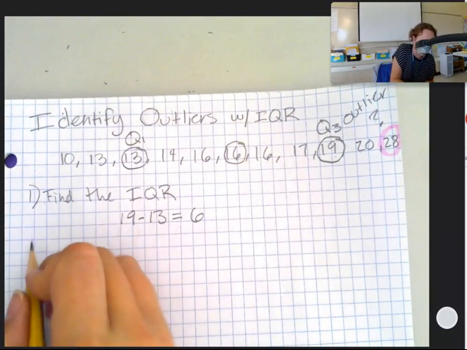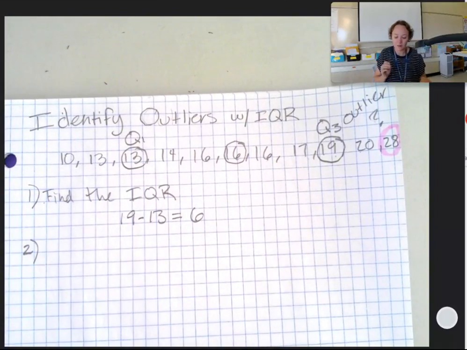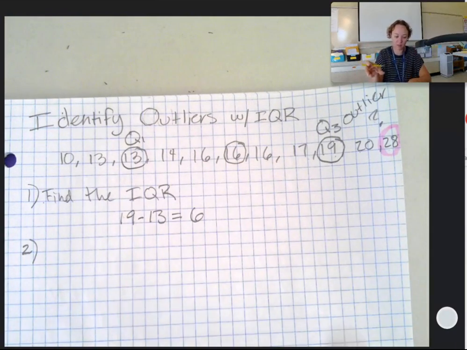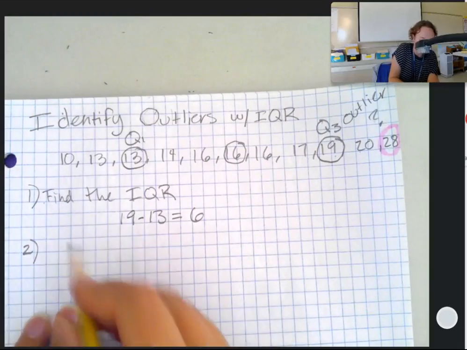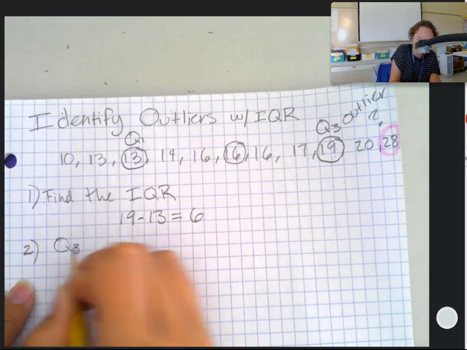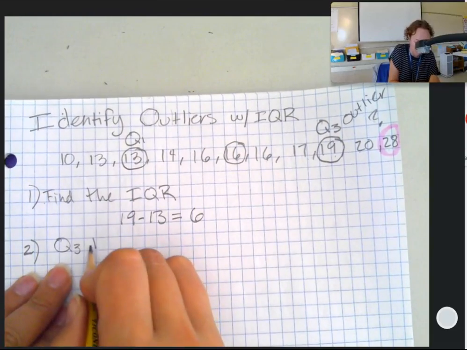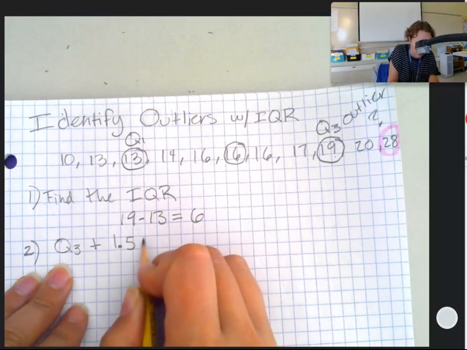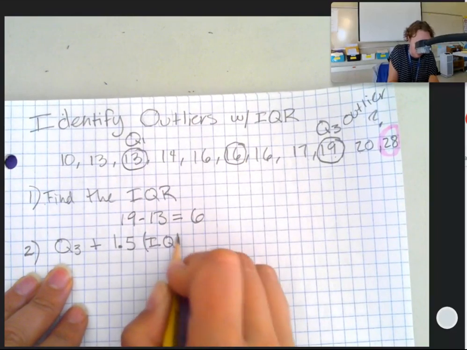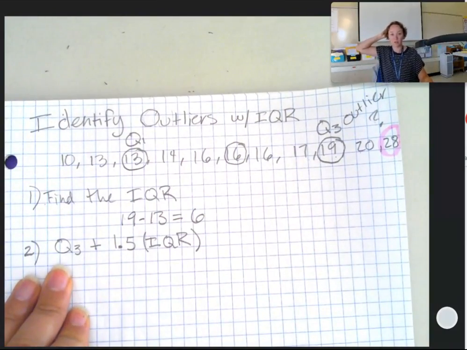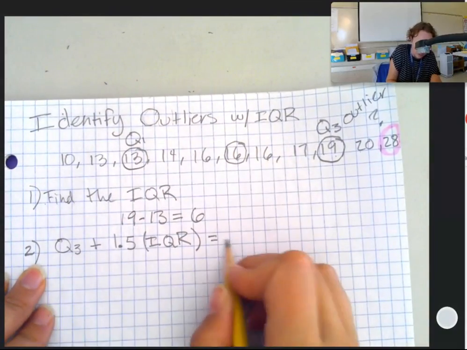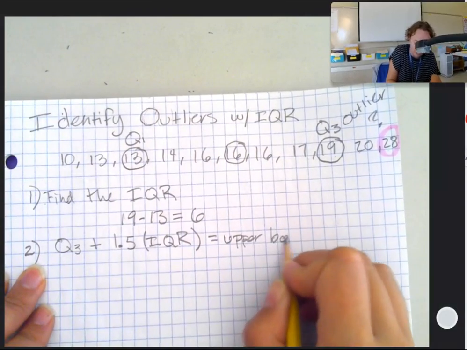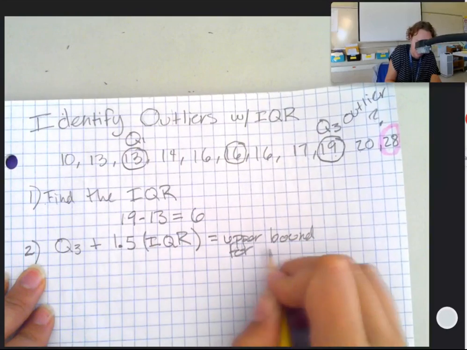Second step, this is where the rule comes in. Anything that is 1.5 times the IQR plus quartile 3 or minus quartile 1 is an outlier. So Q3, this is definitely something you want to write down. So Q3 plus 1.5 times the IQR gives us like the upper bound for outliers.